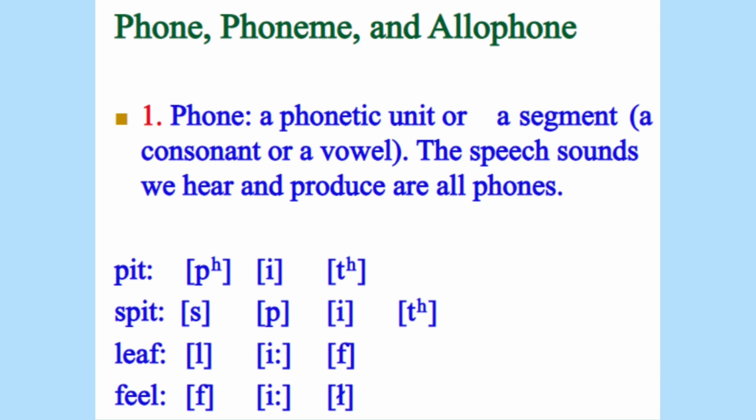Now you have to know what is phone, what is phoneme, and what is allophone. A phone is a phonetic unit or a segment, a consonant or a vowel. The speech sounds we hear and produce are all phones. So in p, i, t, there are 3 phones if you see. So it depends on the word and the number of phones in it. So we have to pronounce each of the phones according to the phonetics of that language.